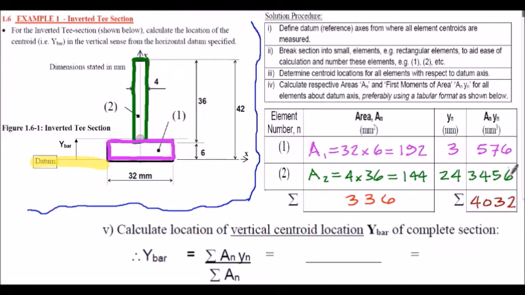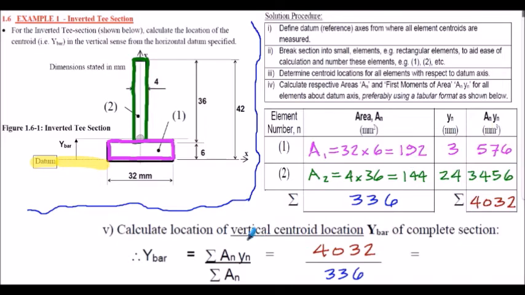To fill in the final column and work out the area moments is quite straightforward. We simply multiply the area, 192 for element number 1, by the y dimension, and that gives us a value of 576 millimeters cubed for the area moment. For element number 2, it's the area of element 2 multiplied by its y dimension from the datum, and that gives us a value of 3,456. What we do next is summate the first area moment, so 576 added to 3,456 is 4,032.